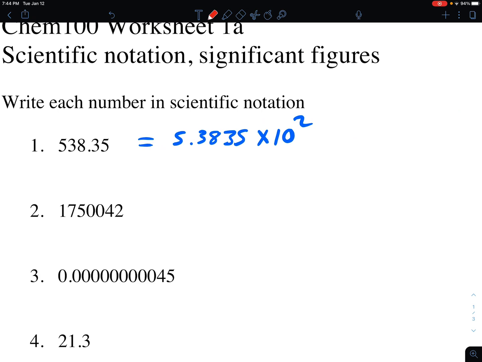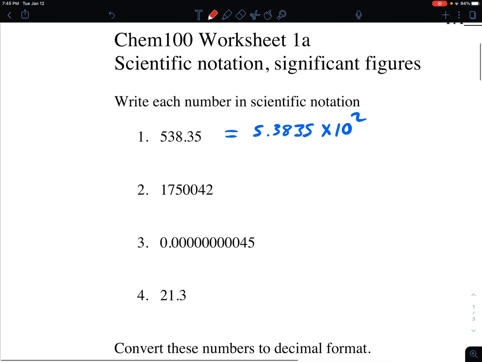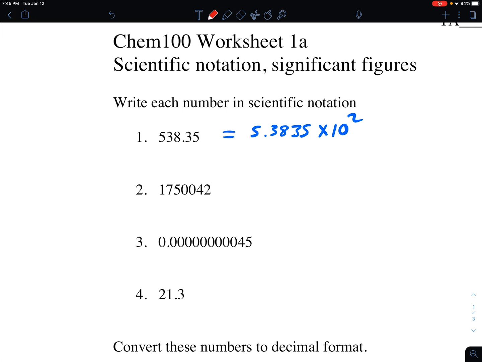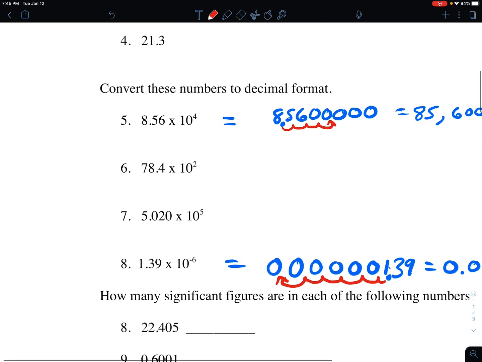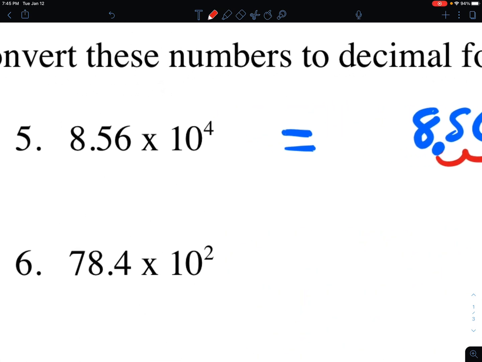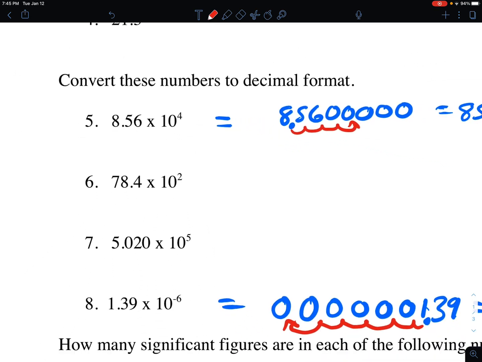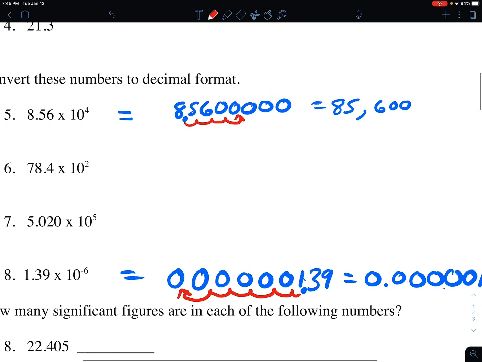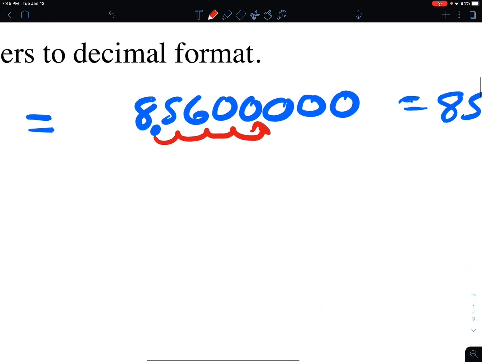And so if you move the decimal point to the left of a number to get it into scientific notation, you're going to balance that out by multiplying it by 10 to the power of 2. Then if you have to convert to decimal format or standard notation, I prefer that term, let's look at number 5. This number's in scientific notation, 8.56 times 10 to the power of 4. So we're going to multiply everything out. And when we multiply everything out, what we essentially are doing is moving our decimal point.